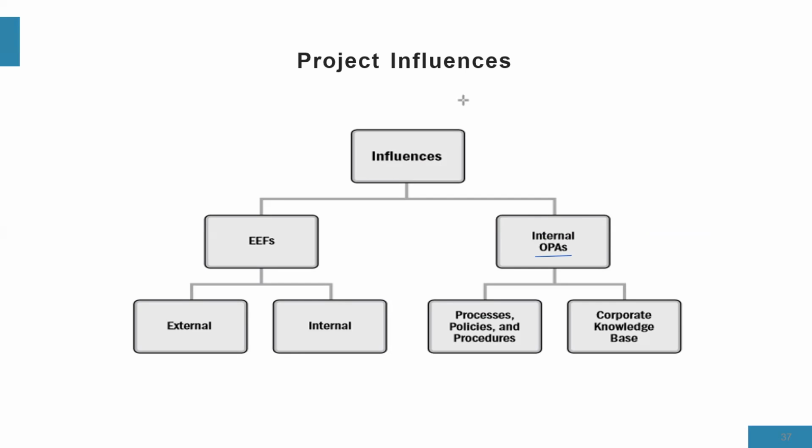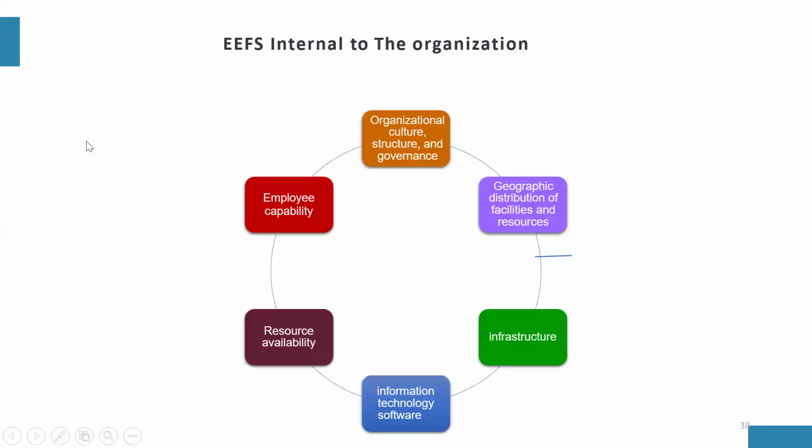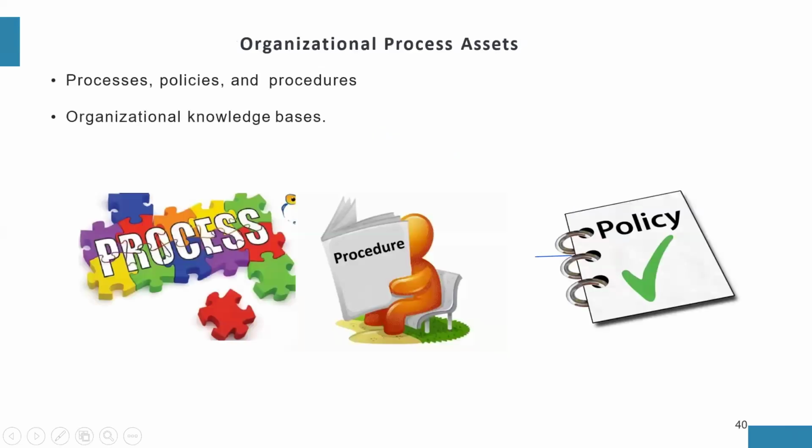Now, we're talking about what influences your project. And one of the things that influences your project are the policies, processes, and procedures of your organization, which means we can't do things anyhow. There are some policies that govern how things should be done. So these things also constrain what we do on a project.